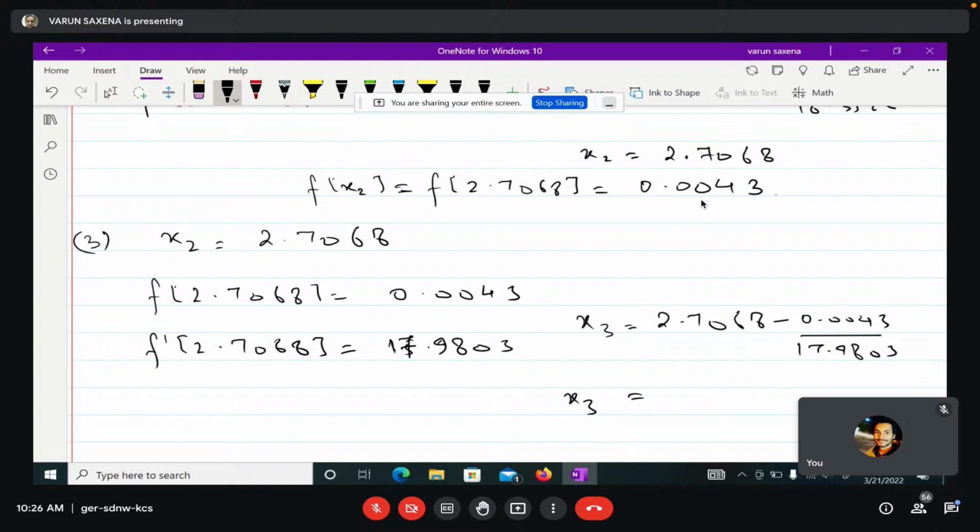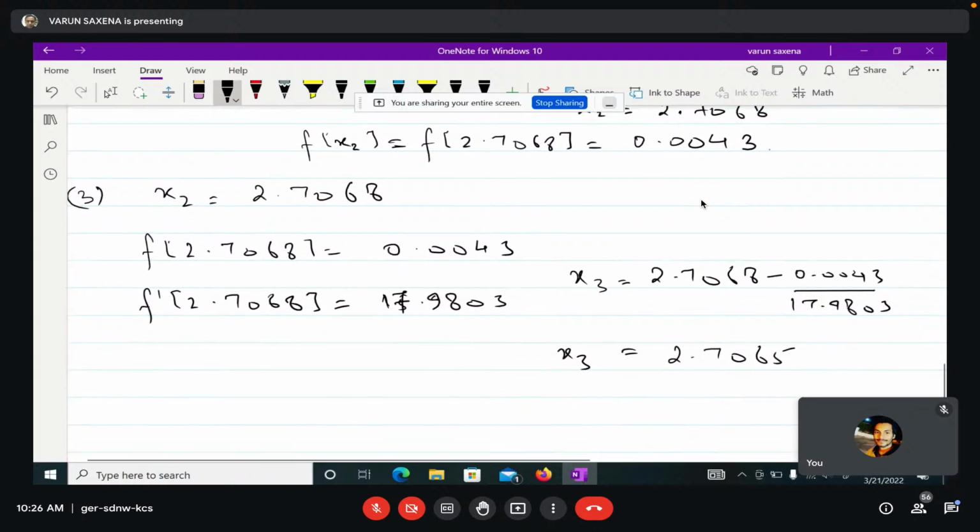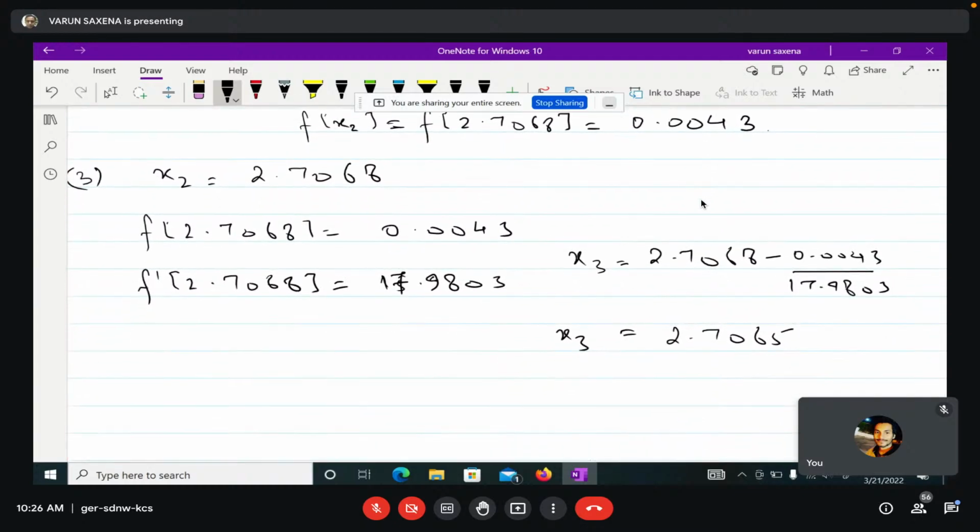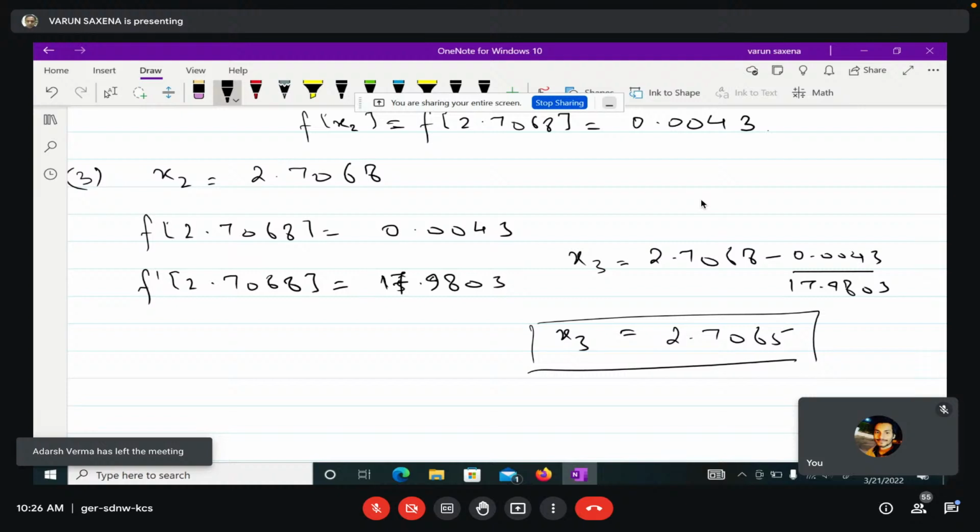I don't expect it to change greatly. Yes, sir. 2.7065. So up to 3 decimals, we have already reached the solution. It is 2.7065. You can stop here. But if you calculate once more, you will see that the next solution will also be 2.7065, correct up to 4 decimals. This means we can stop here. So this is basically the solution.